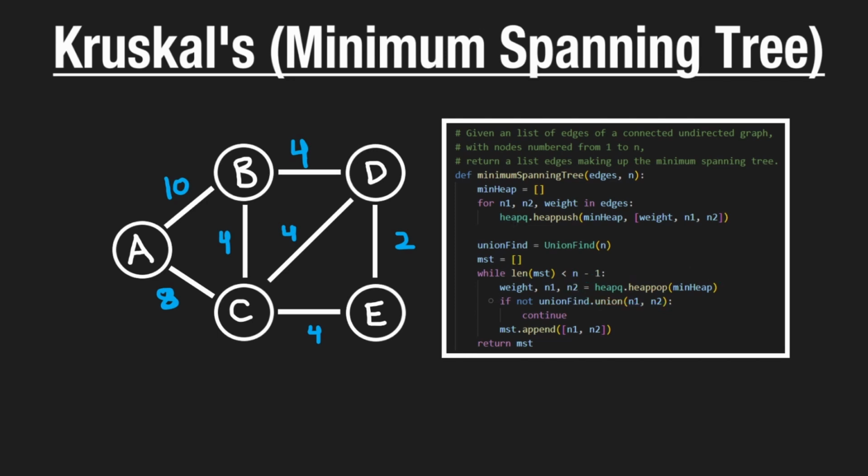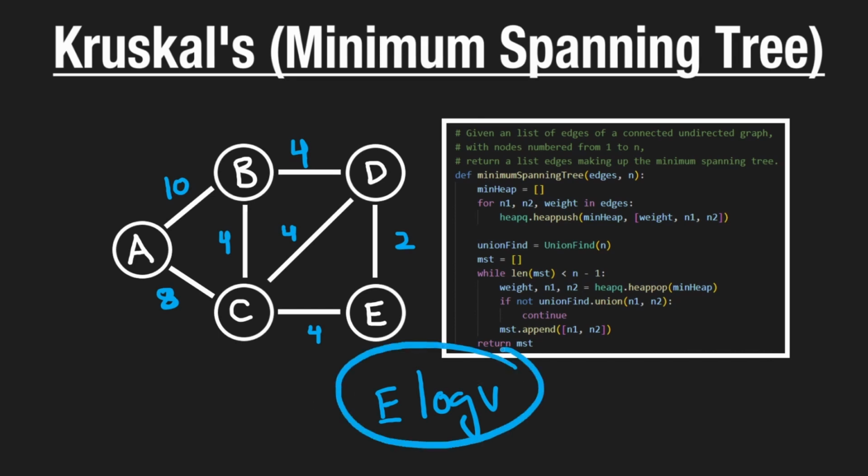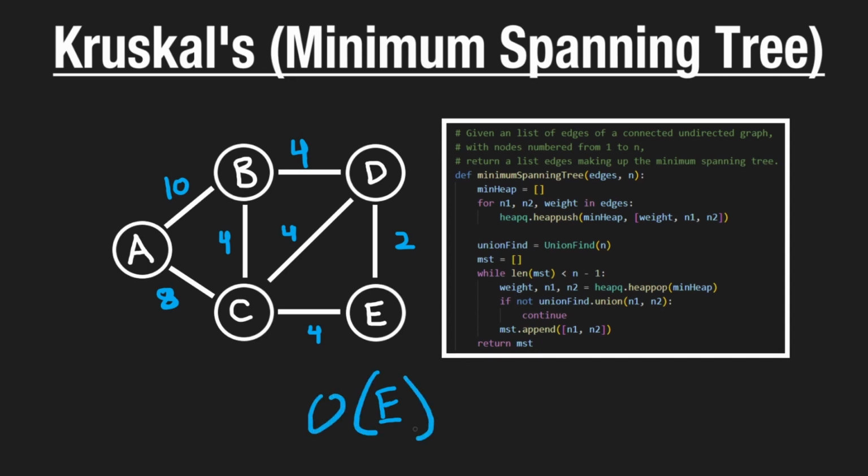So the overall time complexity: since we may push and pop from the min heap a total of e times for the total number of edges, and we know pushing and popping each time is going to be roughly log v, so this is the overall time complexity. The overall memory complexity is going to be big O of e, because we have to take every single edge and add it to the min heap, so that's where the memory complexity comes from.